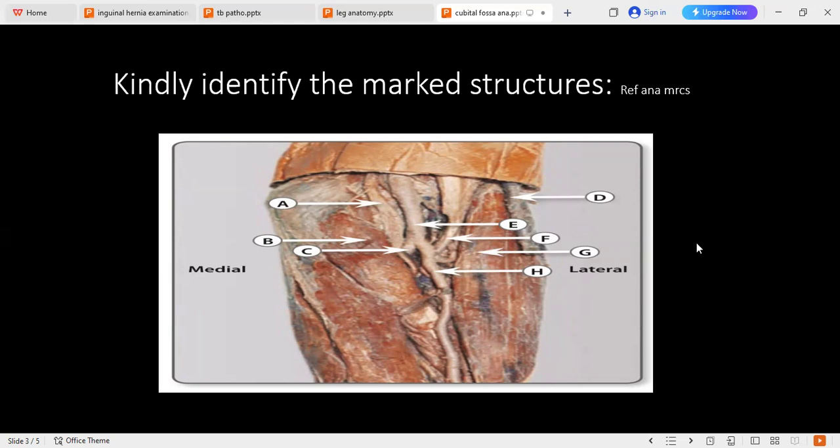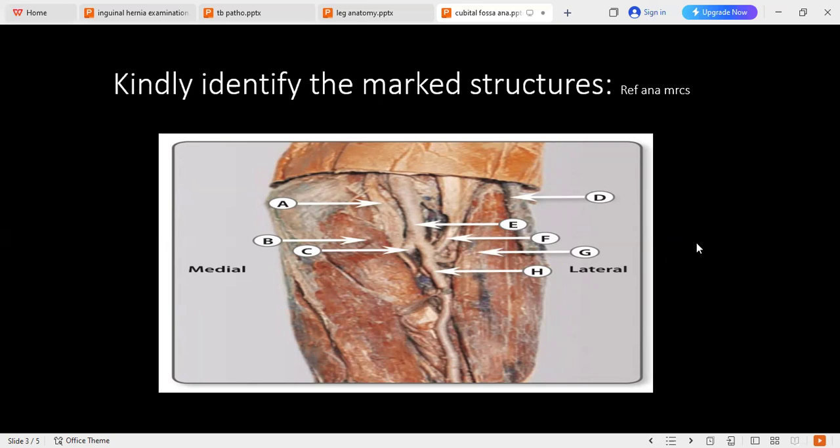Okay, it is bounded medially by the lateral border of the pronator teres, laterally by the medial border of the brachioradialis, above by an imaginary line connecting the epicondyles, and the roof is formed by skin, subcutaneous tissue, superficial fascia, and deep fascia, and the floor by the supinator and brachialis.